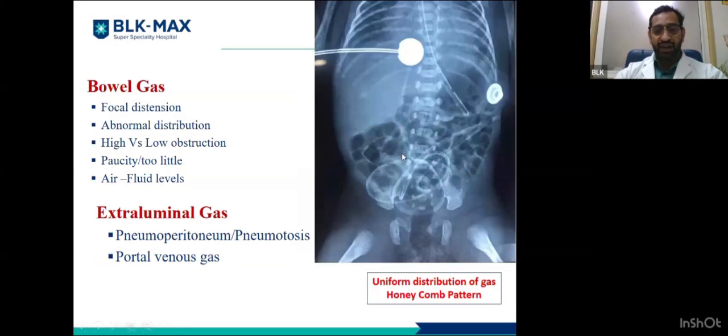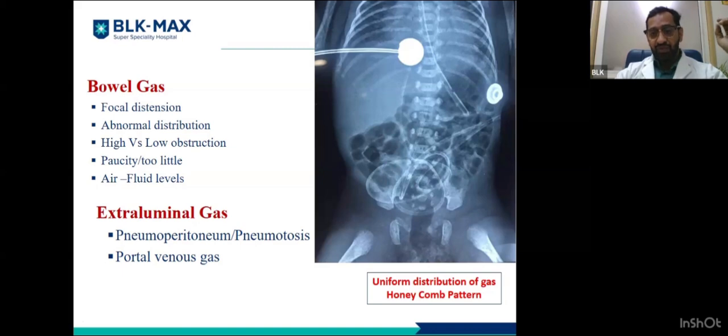Now, this is an X-ray of the newborn baby. So if I see this X-ray, I can make out that there's a uniform distribution of the gas all over the abdomen, which is classically described as a honeycomb pattern of the gas. There is gas present in the rectum also. So this gas pattern is very, very important to understand.